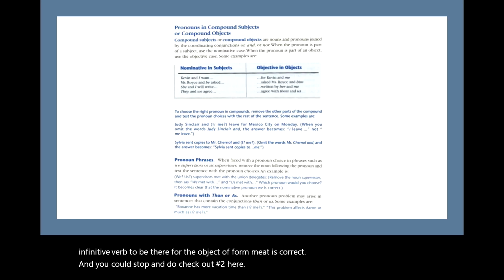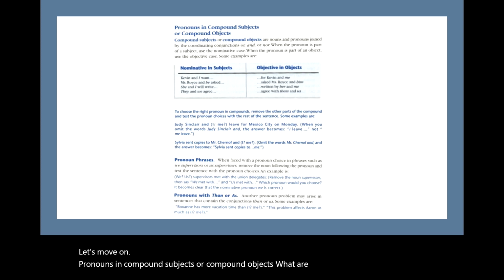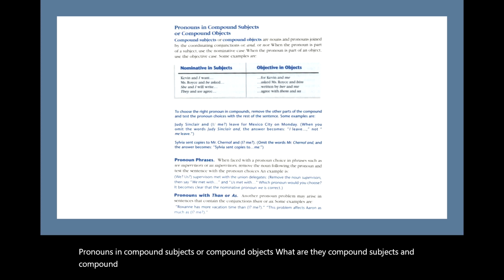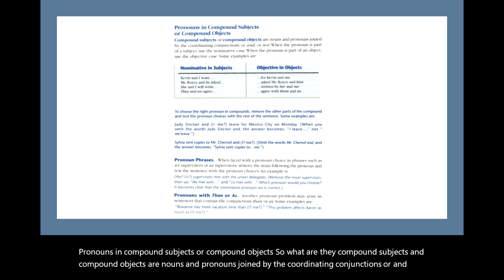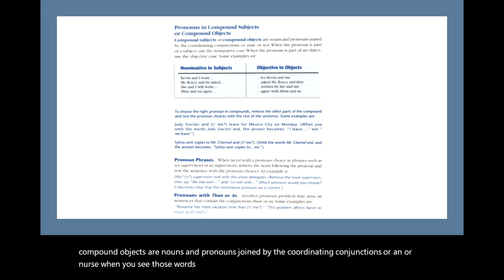Let's move on. Pronouns in compound subjects or compound objects. So what are they? Compound subjects and compound objects are nouns and pronouns joined by the coordinating conjunctions or, and, or nor. So when you see those words, right away you know they are compound. When the pronoun is part of the subject, use the nominative case. When the pronoun is part of an object, use the objective case.